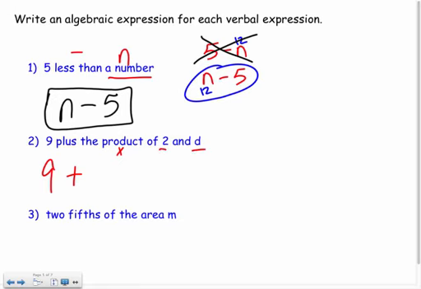Well, when I write a number and a variable being multiplied, I just write them right next to each other. So the product of 2 and d, 2d. I don't want to put my x in there for multiplication, just put them next to each other.